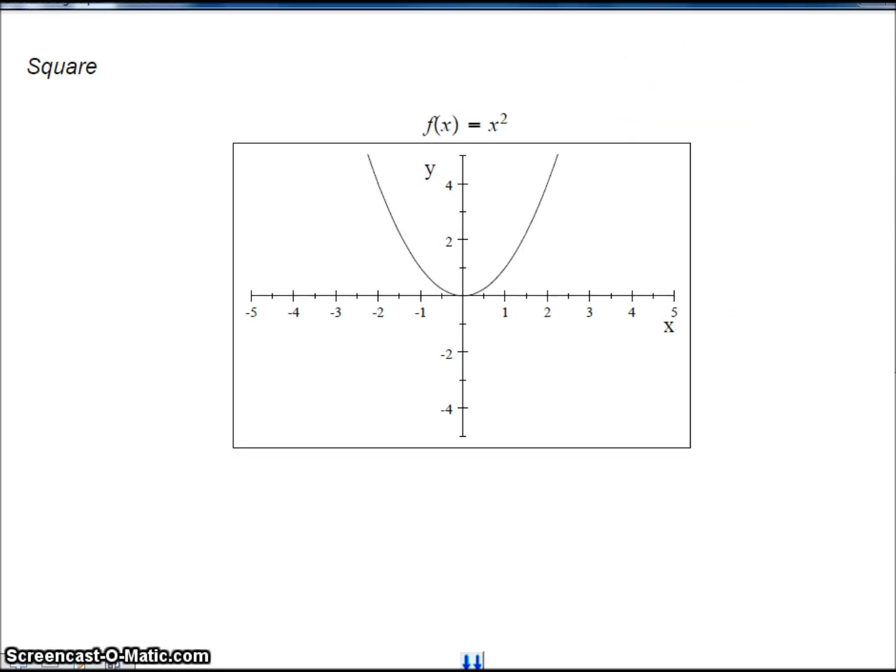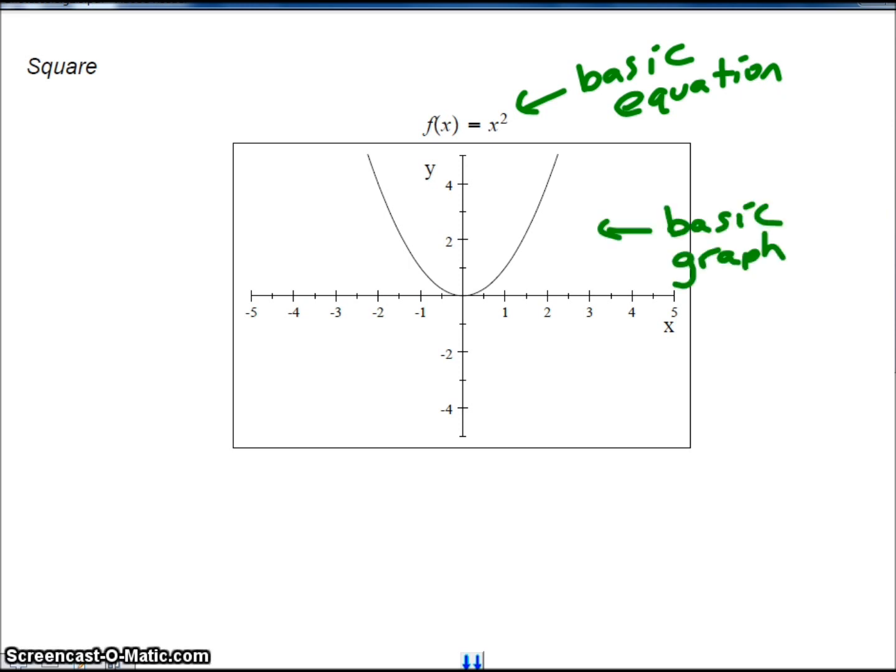We also have the square family of functions. So the basic equation for that family is f of x equals x squared. That's the most basic equation. That would be a square function. And the basic shape of this graph is a full parabola. It's an upright, not a sideways parabola, but a regular upright parabola. And it also passes through the point 0, 0. The basic graph does. All right, so you want to memorize that graph as well.